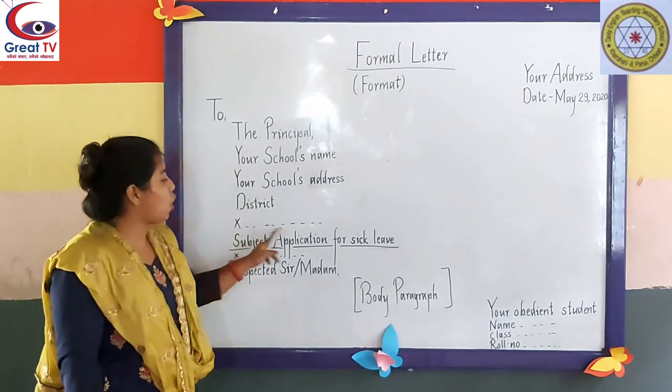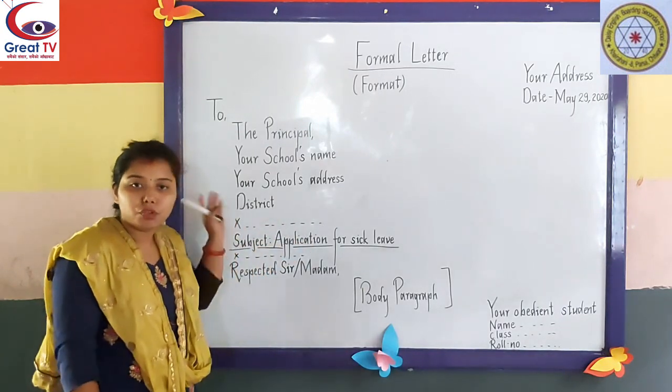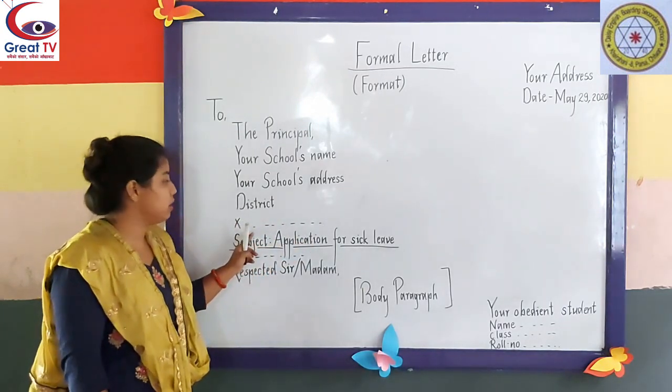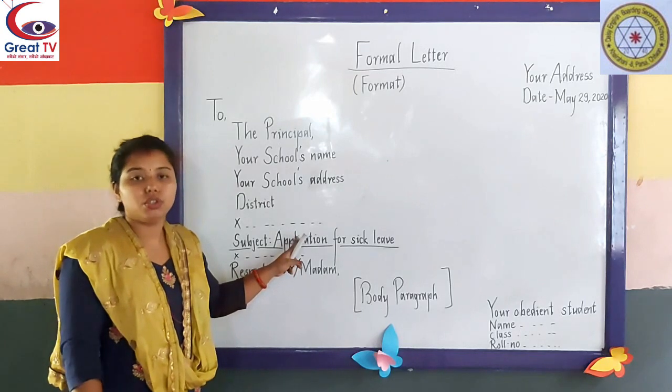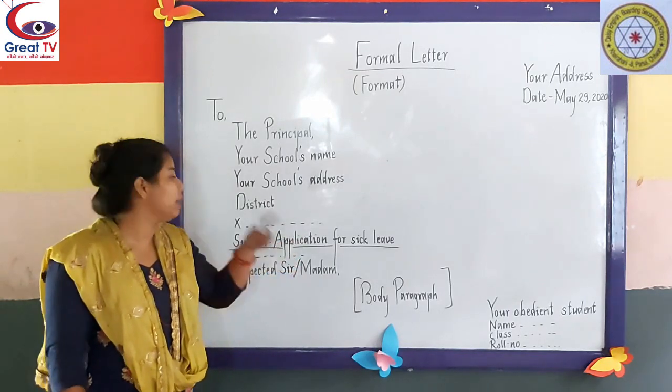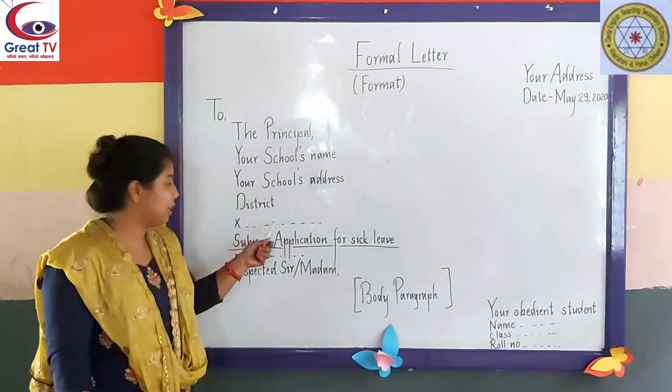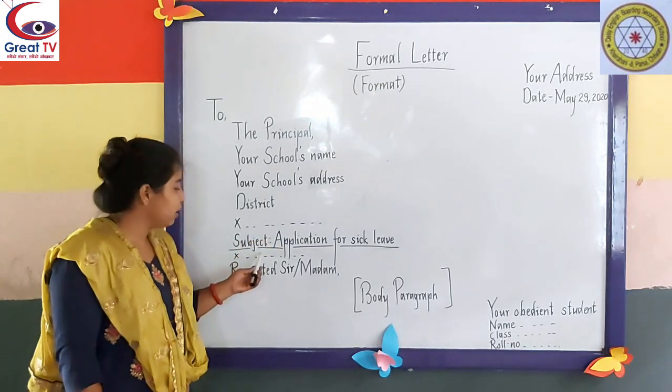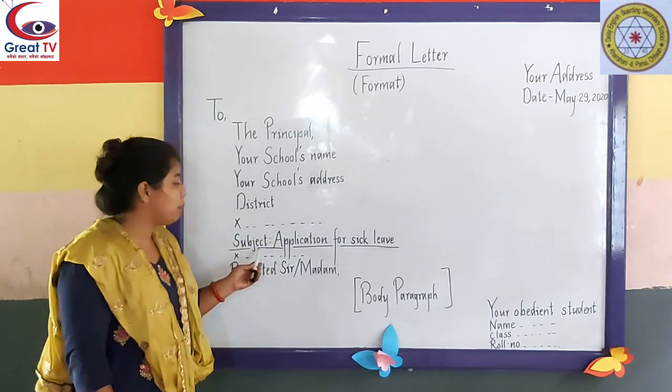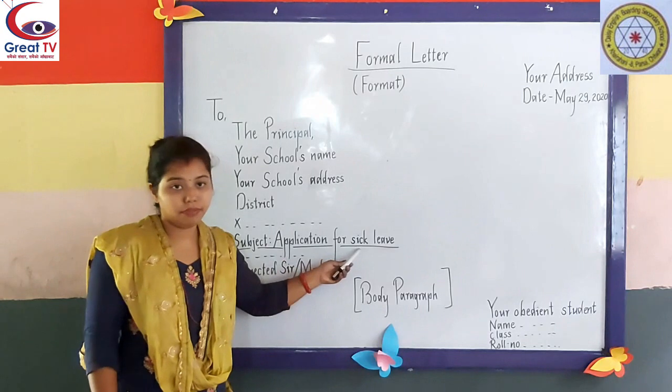This cross and dot doesn't mean that you have to make this same. This means you have to leave a line. You have to leave one line here at this point. Then you have to write the subject. Subject: application for sick leave.